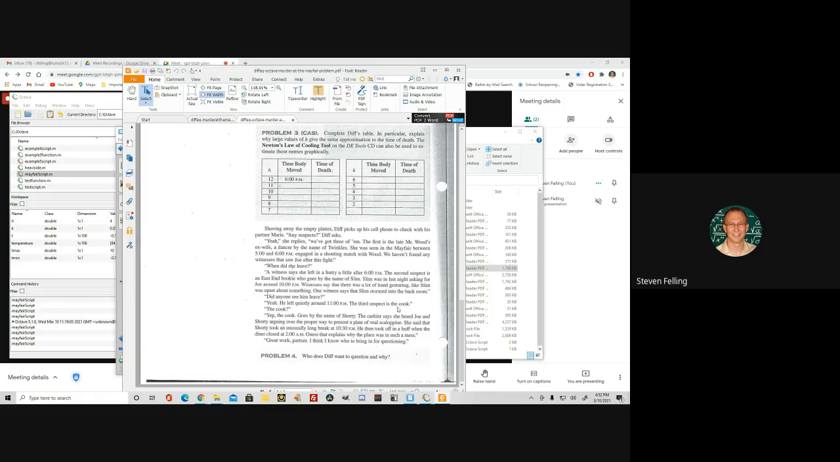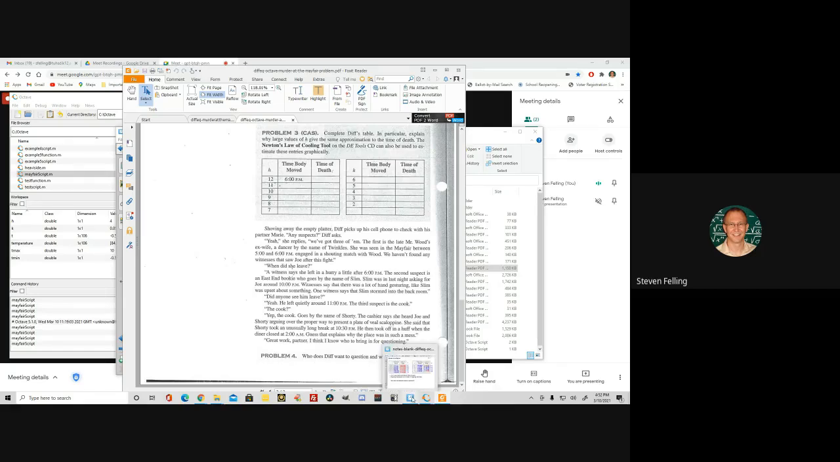The third suspect is the cook, whose name is Shorty. It says they were arguing also. And then Shorty took an unusually long break at 10:30 p.m., and took off in a huff when the diner closed at 2 a.m. Okay. And then he says, great work, partner. I think I know who to bring in for questioning. Who does DiffyQ want to question and why?